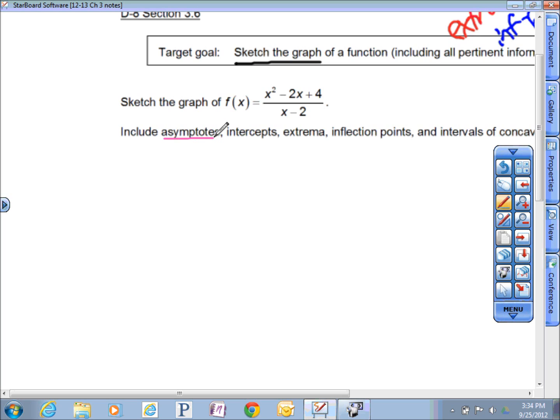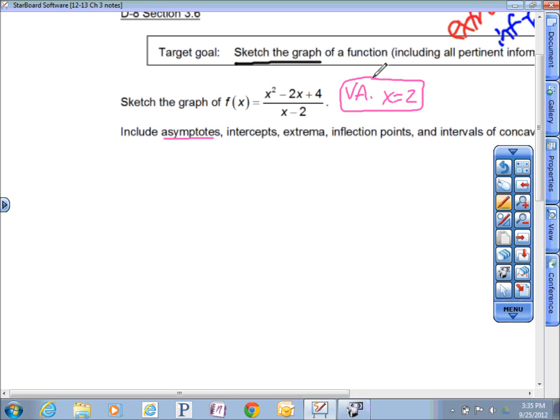Well, let's see. That numerator is not going to factor, and the denominator cannot be x equals 2. So we know we've got a vertical asymptote at x equals 2. Definitely. No problem. So that part's taken care of. Now, what about non-vertical asymptotes?